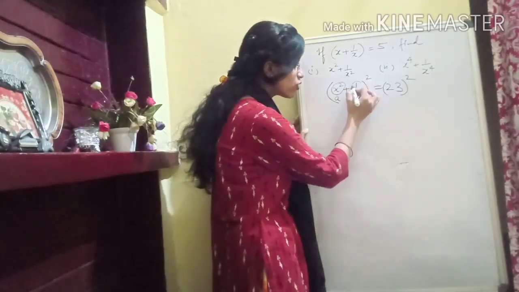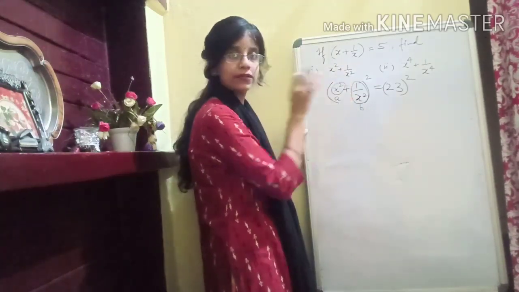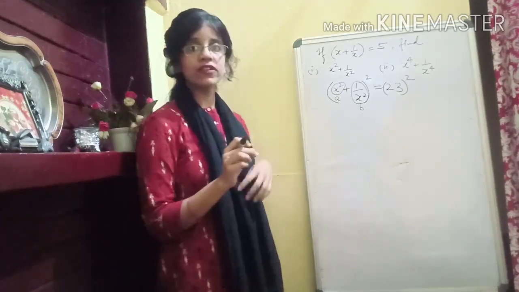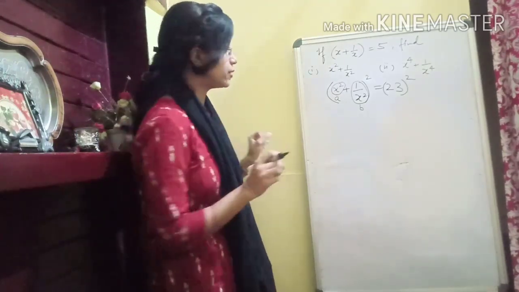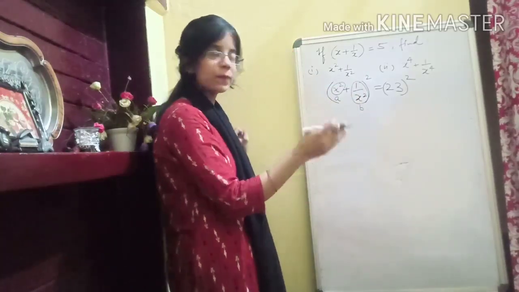And what is at the place of b? It is all 1 upon x square. Okay. Now according to this we are going to use our identity. So it is simply a plus b whole square would be a square plus b square plus 2ab.